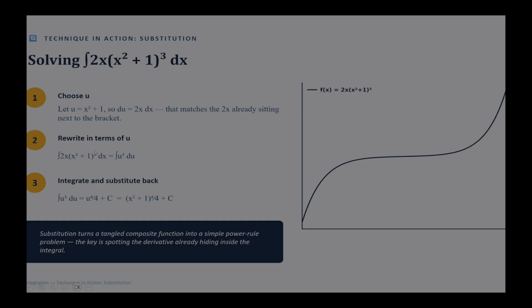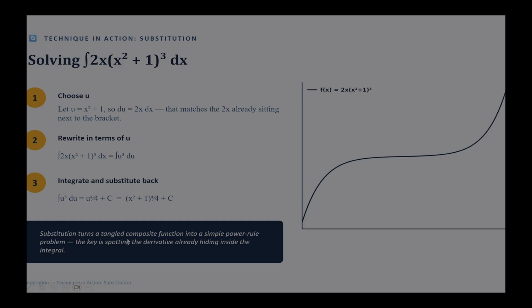So from this function we rewrite to make it simpler. Then for the substitution back, we take the antiderivative. The power rule, which we learned before, gives u⁴ divided by 4 plus C. Replacing u, we get (x² + 1)⁴ divided by 4 plus C as the final answer.